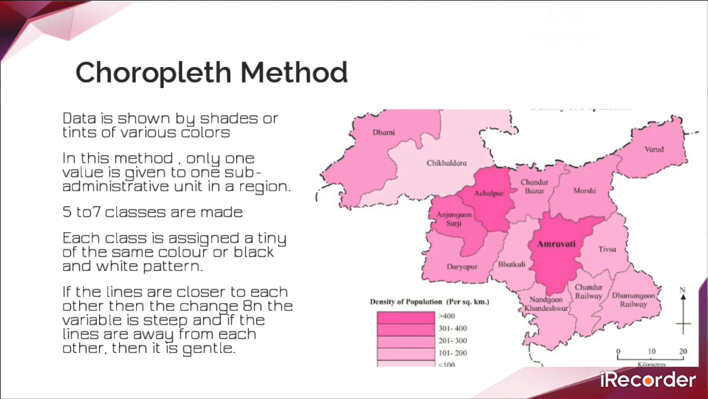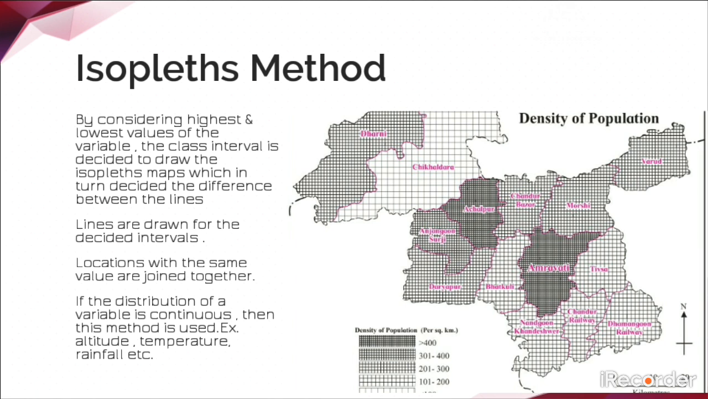Bhatkuli, Tiwasa, Nandagaon, Khandeshwar, Chandur Railway, Dhamangaon Railway, Chikaldara, Daryapur, Chandur Bazar, Morshi, Warud and Dharni. So that's it. Now let's go for the next method, that is the isopleth method. Now, isopleth method.